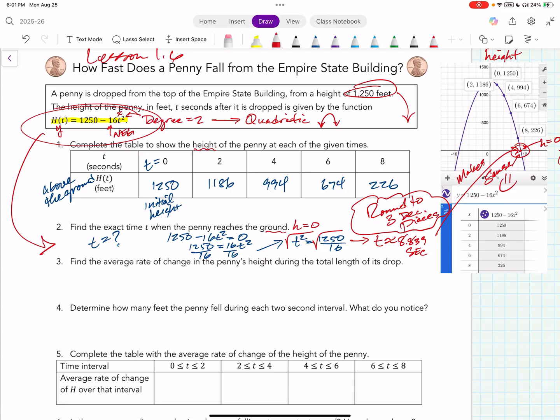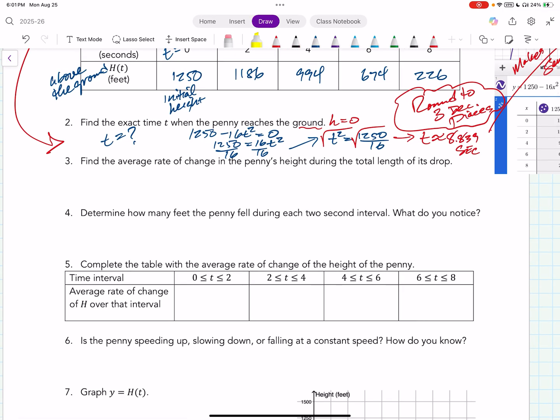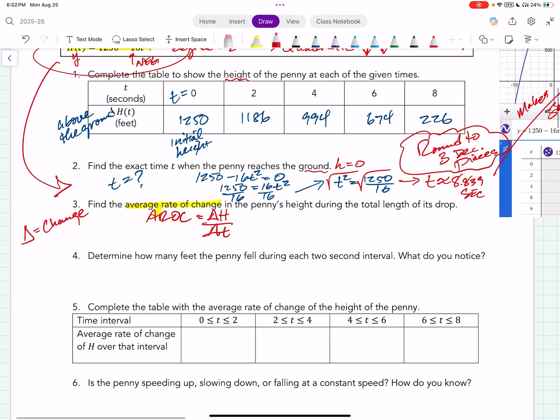Find the average rate of change in the penny's height during the total length of the drop. Okay. Now, don't you notice that we've been using the rate of change in every single lesson? That's why I started off the year with you guys with a review activity on the average rate of change, which we abbreviate AROC, right? Everybody say AROC. Okay, average rate of change in the penny's height. So it's the change in height divided by change in time. Remember, delta means change. There are a lot of Greek symbols used in mathematics, and delta means change.